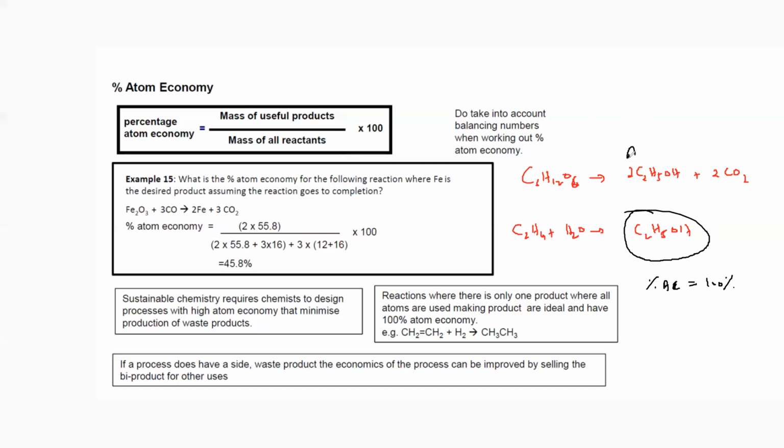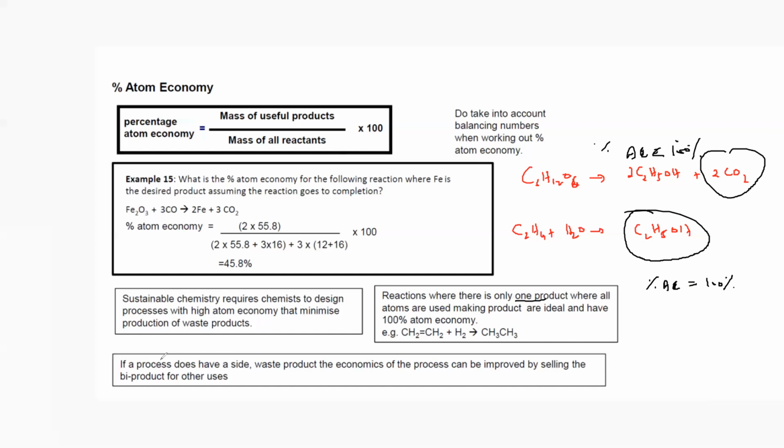But for the first reaction, the percentage atom economy will be less than 100%. So which one is a useful process? If it's equal to 100%, it means we don't have any waste product or undesirable products in the reaction. But as you can see, for this reaction, we don't need carbon dioxide, but the reaction produces carbon dioxide. That is not the desirable product, so it will have a lower atom economy. So basically the reaction where there's only one product, where all atoms are used making the desired product, will have 100% atom economy.